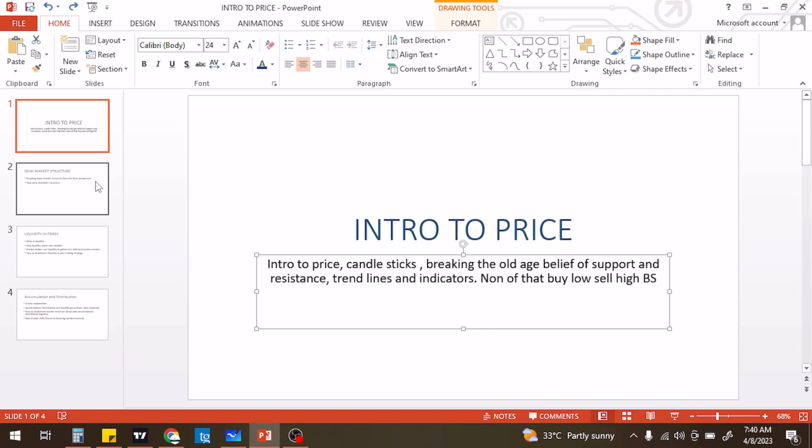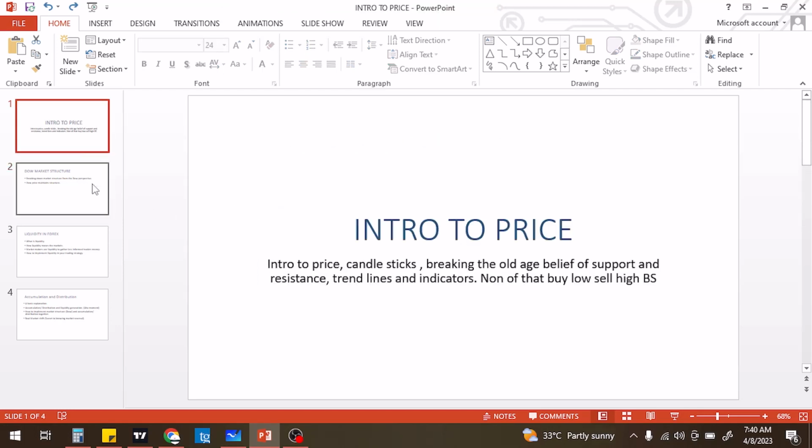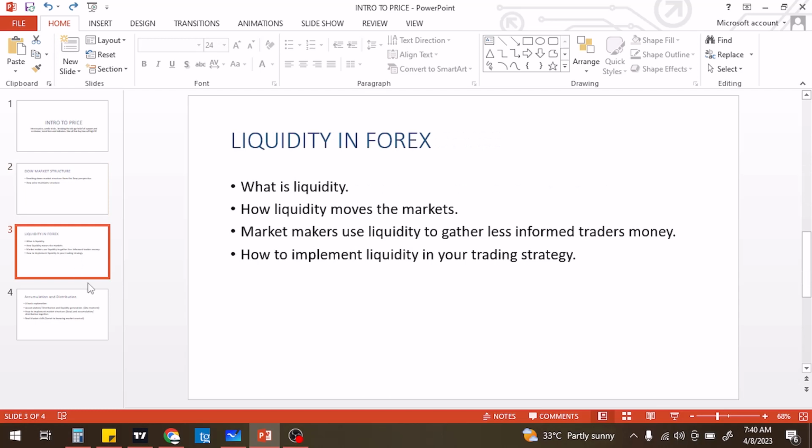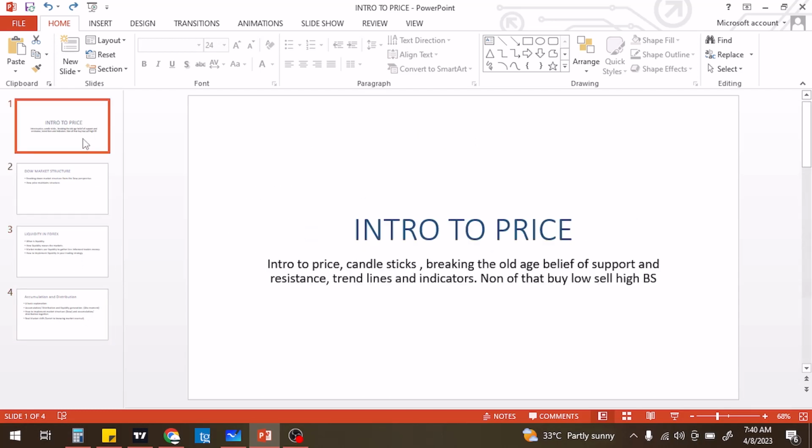Now, today we're just gonna go over a lot of overview. As you can see, we have a lot of things sketched out. We have intro to price, we've got the down market structure, we've got liquidity, and we've got accumulation. Now we're just gonna get right into it because I don't want to waste your time. Okay, so first of all is the introduction to price.